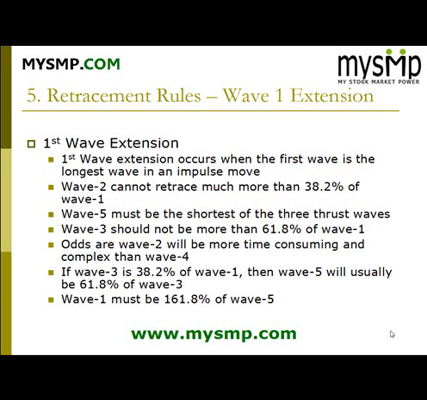Wave 5 must be the shortest of the 3 thrust waves, and wave 1 must be 161.8% of wave 5. So no matter what, if you can just stick to those three things and respect those three rules, you will be able to properly identify a wave 1 extension.